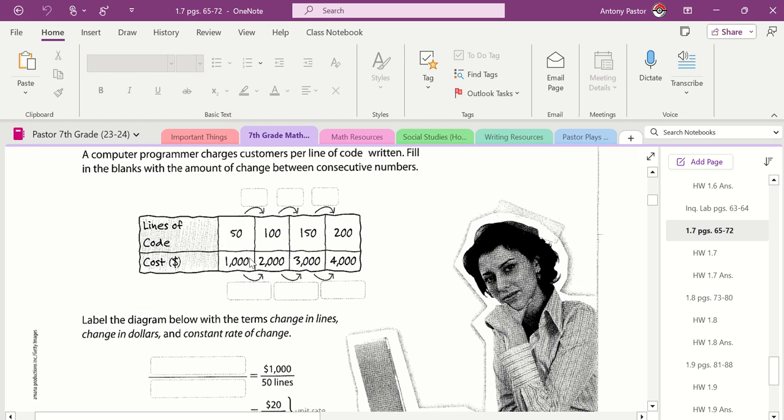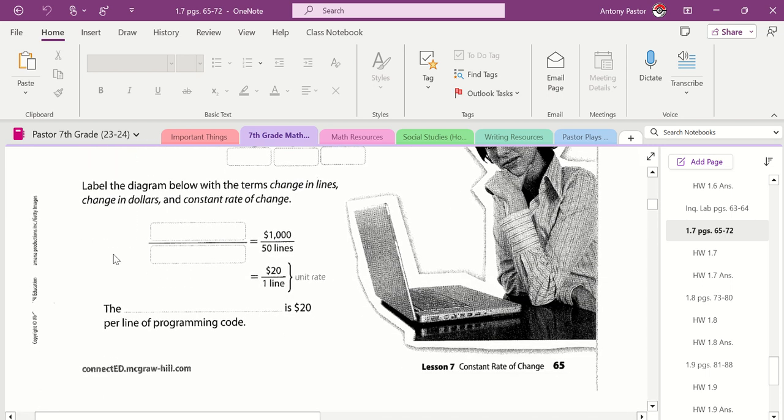Now, this keeps a constant rate of change, meaning that he doesn't give a discount if you do more or something like that, like we've run into in the past. For every 50 lines of code, it will cost $1,000. So it doesn't matter if you do 50 or 200, 300, 1,000 lines of code. For every 50, it will cost you $1,000.